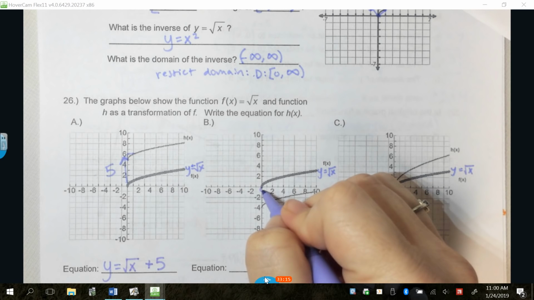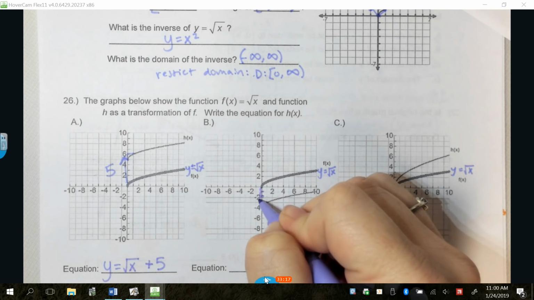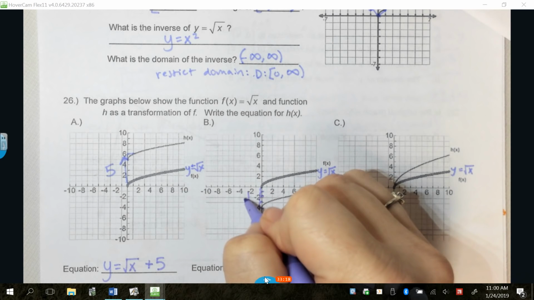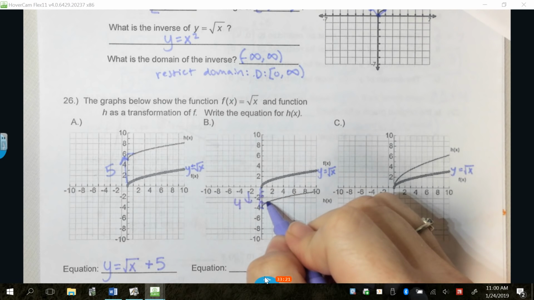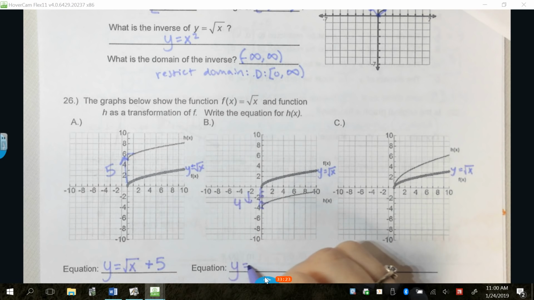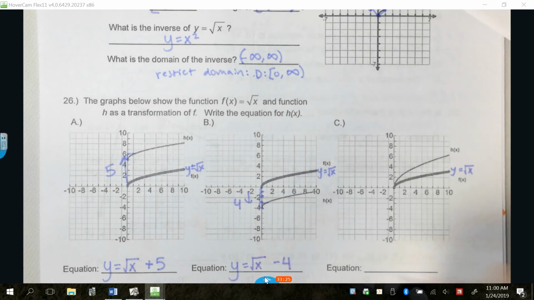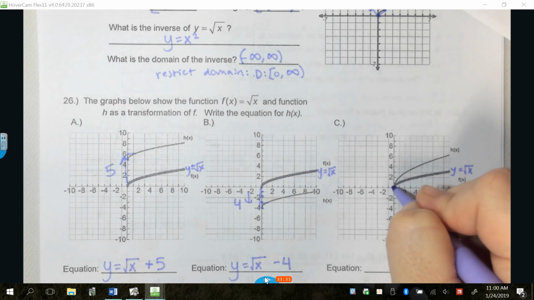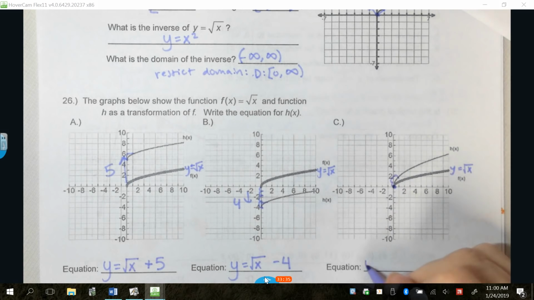Here we went down 1, 2, 3, 4. So we went down 4. But again, up 1 over 1, so there's no other change. So y equals square root of x minus 4. Here, if you notice, they both start at 0, 0, so there's no up, down, left, or right. But it's taller. It's expanded height-wise. It goes up 1, 2 over 1. So it's got a vertical expansion of 2. So 2 square root of x. 2 over 1, 2, same thing.